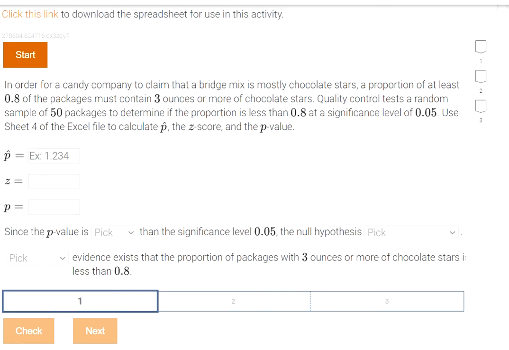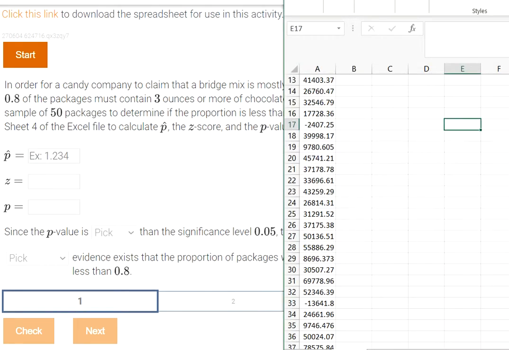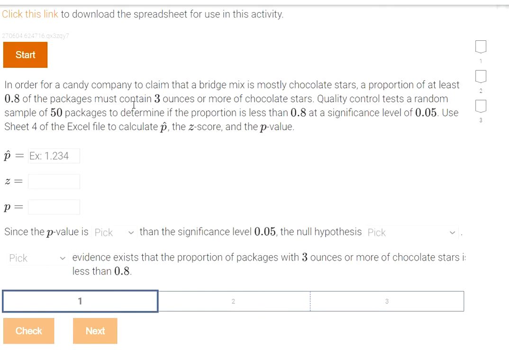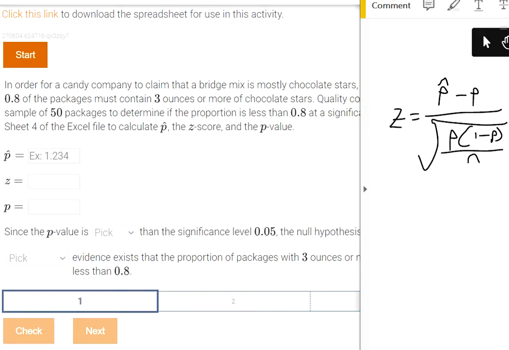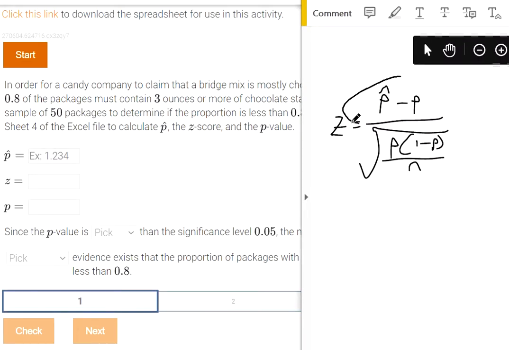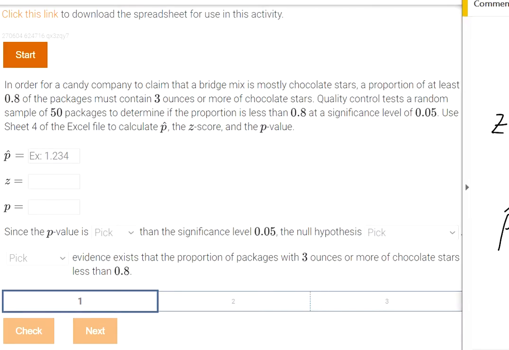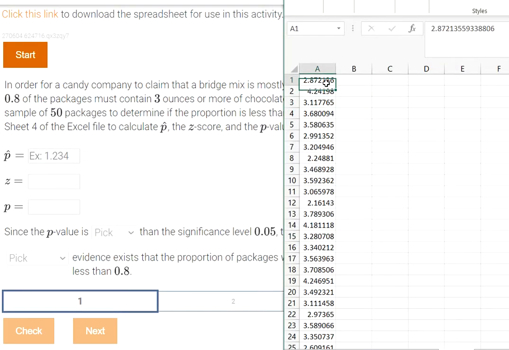Go ahead and pause the recording if you haven't checked out this problem yet. But they want us to use sheet 4 of this data set, and they want to test the proportion. Now this can be tough because we're used to calculating for means, but they want us to test something around a proportion. So we need to have a p hat. We need to know a number of successes in this data set.